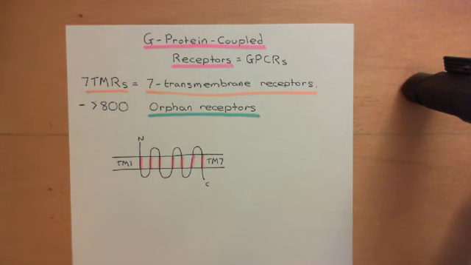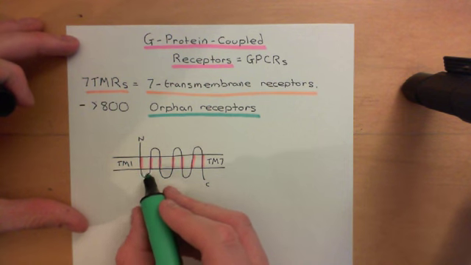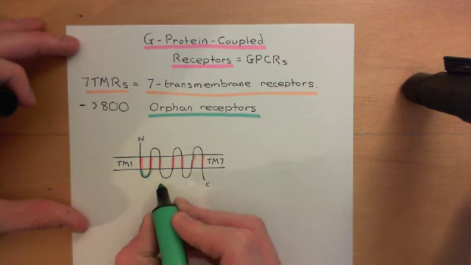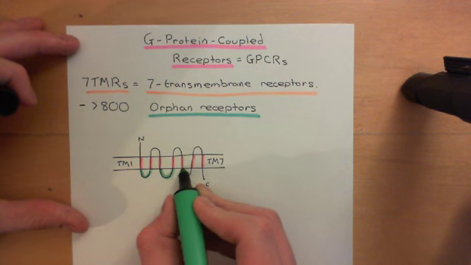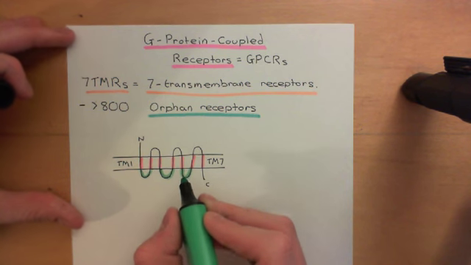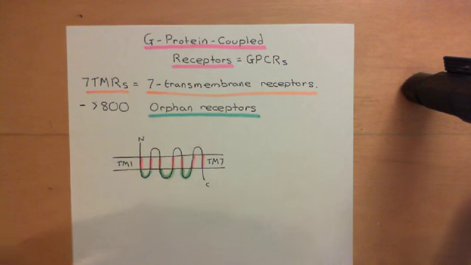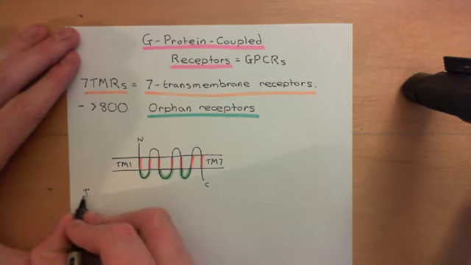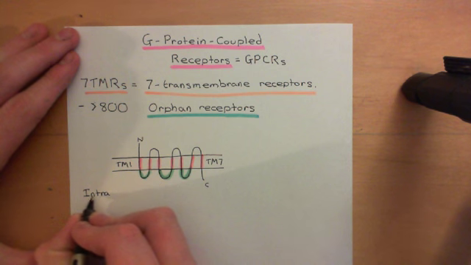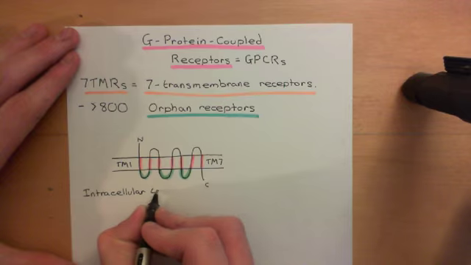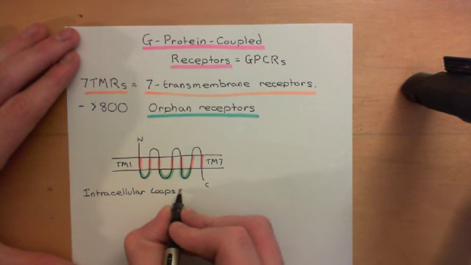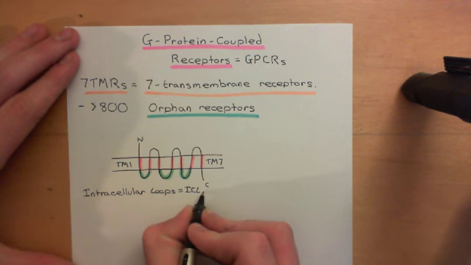Okay, next let's label up the intracellular loops. So these three loops that we have in between transmembrane domains, this first one here between transmembrane domain 1 and 2, this second one here between transmembrane domain 3 and 4, and this third one here between transmembrane domain 5 and 6, these are known as the intracellular loops. They are called intra because they're inside, cellular because they're inside the cell, and then loops. And for short, the intracellular loops are abbreviated as the ICLs.